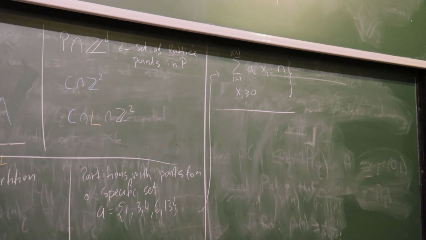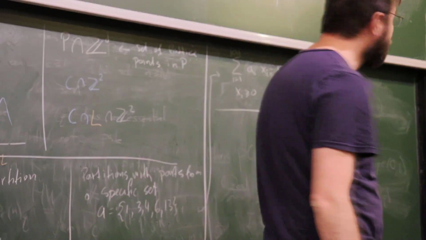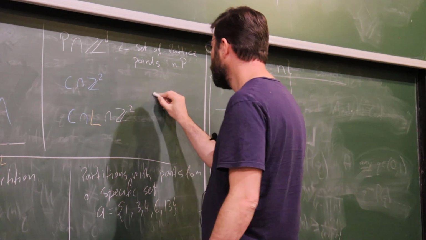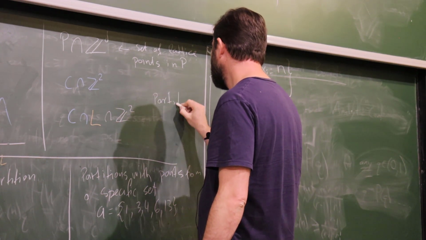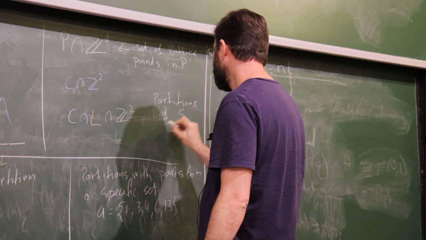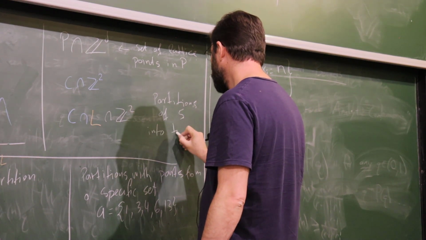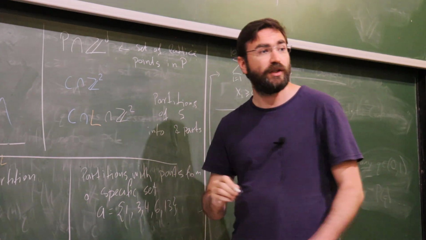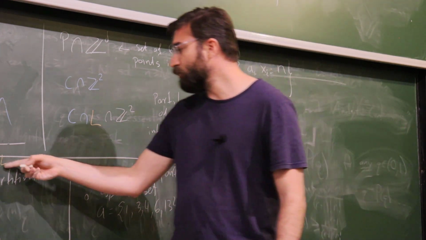Yeah, what is the intersection with the square? Sorry, with? The intersection of C and the square. This one? Yeah. These are partitions of 5 into 2 parts. Okay, but that can be any line? Sorry? That can be any line? I mean, this one goes through 5.